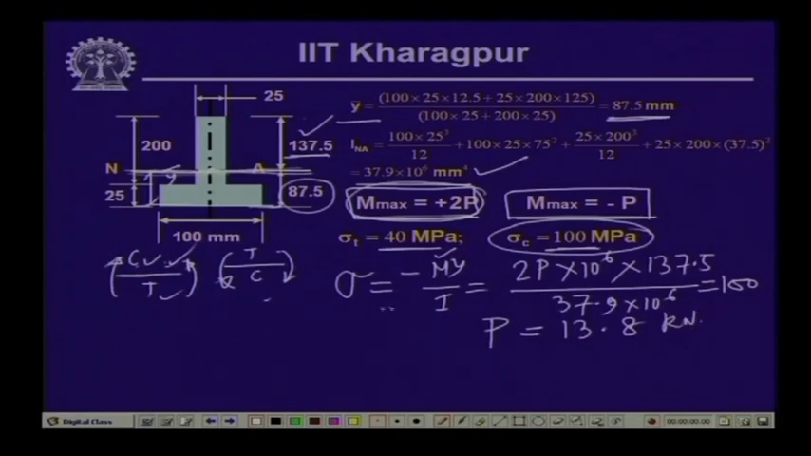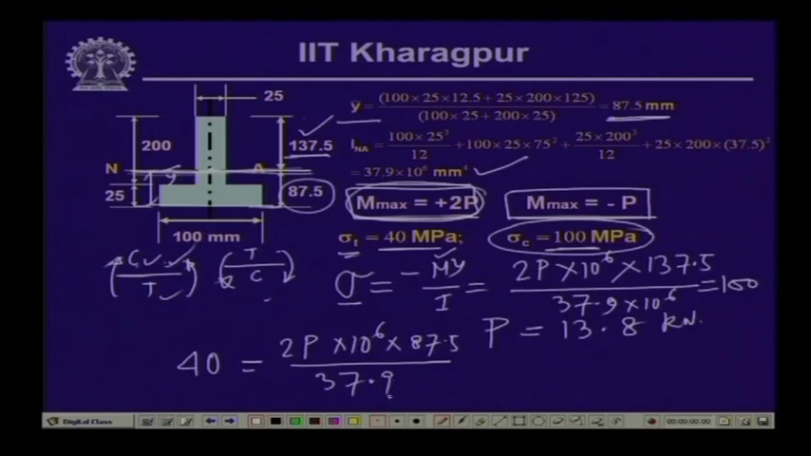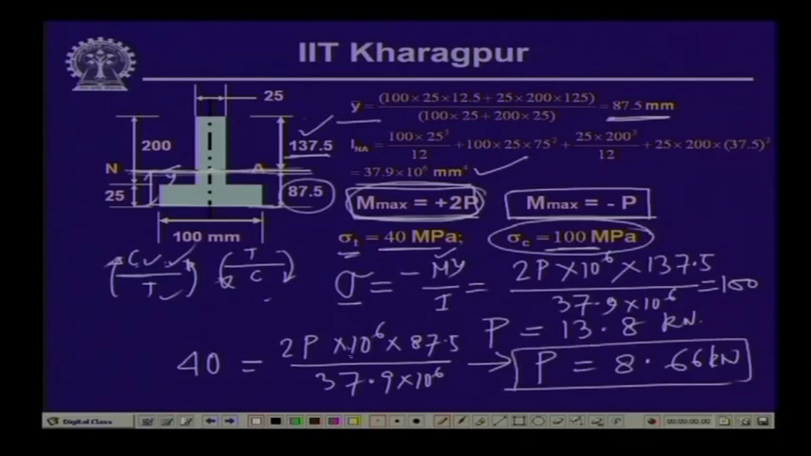Now, consequently we calculate the tensile stress at the bottom corresponding to this moment, and the tensile stress limit is 40 MPa. So, 40 MPa is equal to twice P into 10 to the power 6 into 87.5 divided by I, which is 37.9 into 10 to the power 6. Now, from this if you compute the value of P, this comes as 8.66 kilonewton. These are the 2 values of P which you have obtained corresponding to the compressive and the tensile stress.